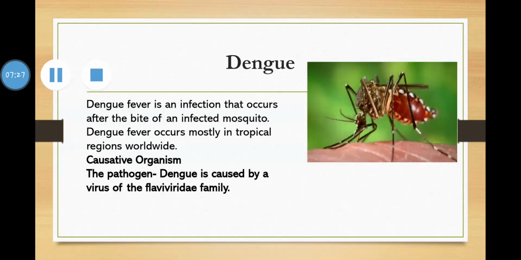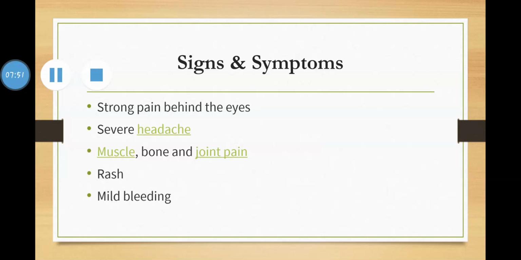Dengue. Dengue fever is an infection that occurs after the bite of an infected mosquito. Dengue fever occurs mostly in tropical regions worldwide. Causative organism of dengue fever is the pathogen. Dengue is caused by a virus of the Flaviviridae family. Signs and symptoms of dengue: strong pain behind the eyes, severe headache, muscle, bone, and joint pain, rashes, and mild bleeding.